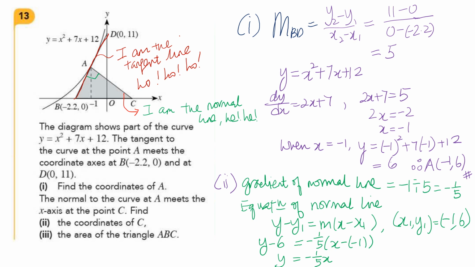That will give you minus 1/5 plus 6. So you simplify further, that will be y equals negative 1/5 x plus 29 over 5. I don't have a calculator, I'm relying on my mental calculation. I hope it doesn't fail me. Alright, so that will be your equation of a normal line.